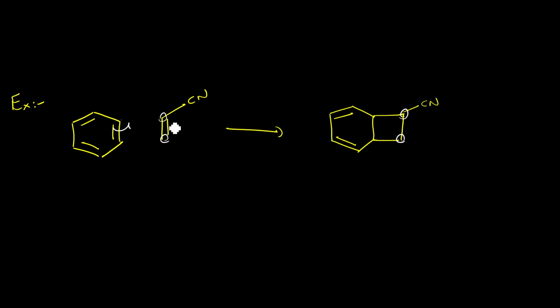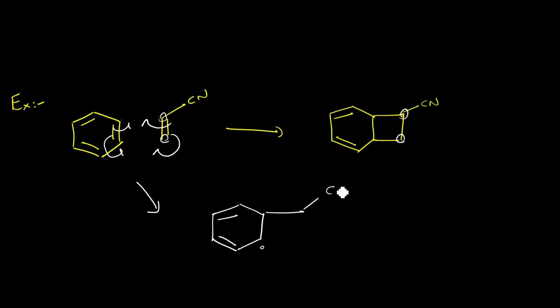So here these two are coming together and these two are coming together, forming radicals. A new bond is formed between this carbon and this carbon, and the two radicals are formed on this position and this position. So we will have the product like this. As the final step, these two radicals come together to form a new bond on this position. So here we have the product.